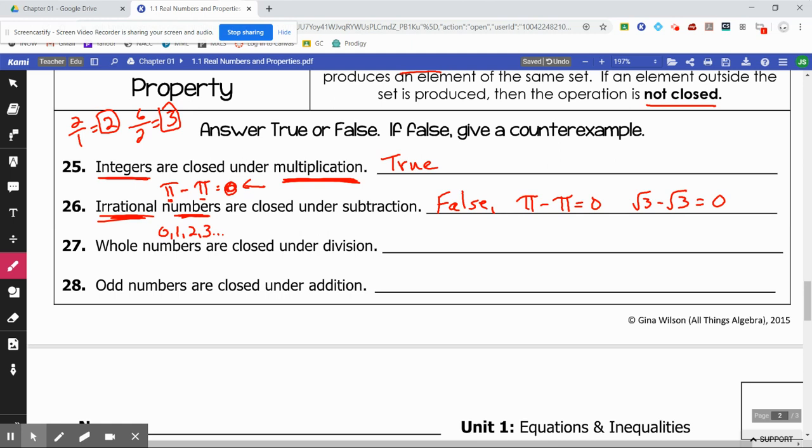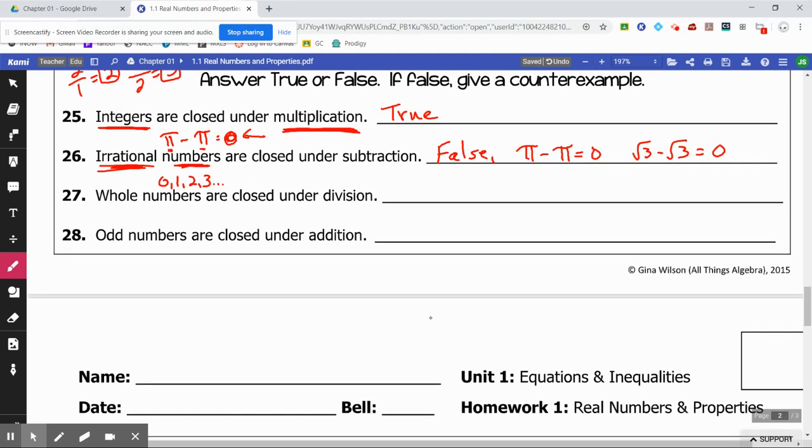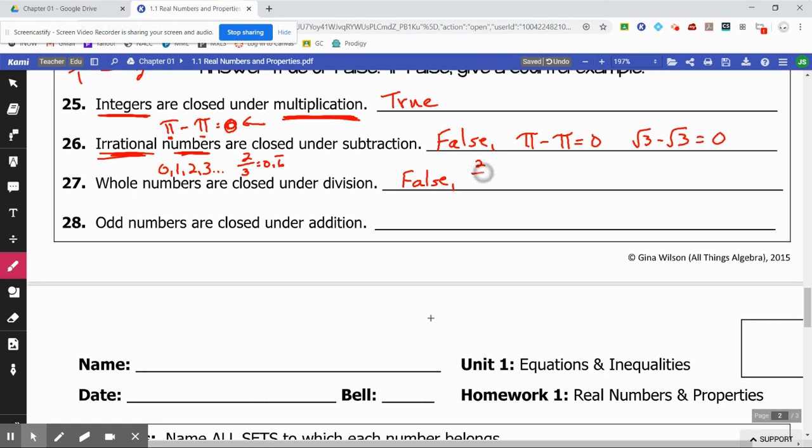That's a whole number, but there's a problem. Actually, a few problems. What if I took the value 2 and divided it by 3? Both of those are whole numbers. But if I do 2 divided by 3, that's not a whole number. That's 0.6 repeating. So, no, false. Whole numbers are not closed under division because of things like 2 divided by 3 is not a whole number.